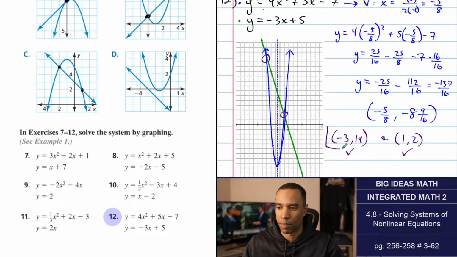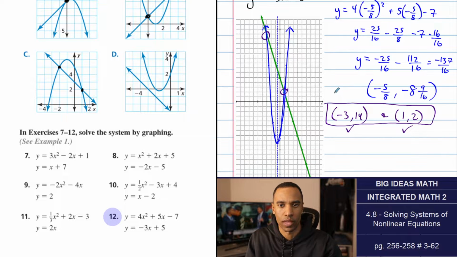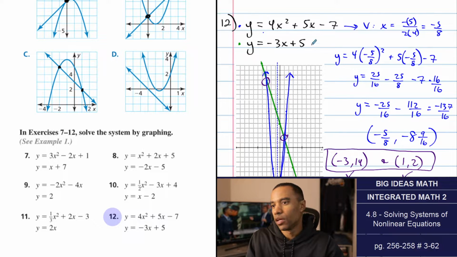I had faith in 1 comma 2 and this other one. I just needed to be sure. At least they gave us integers where they do that. We'll approximate things later. Okay, and that's the last one.